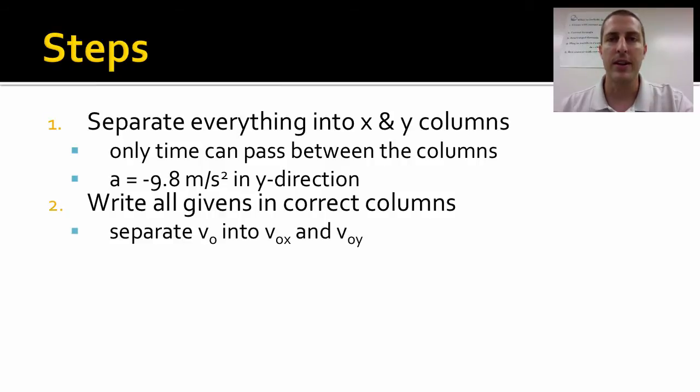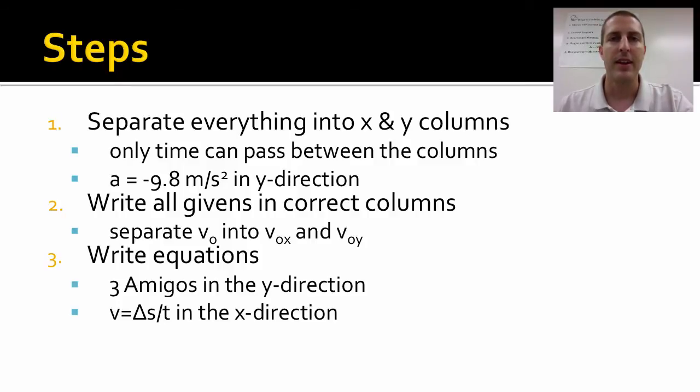Now you have to write all your givens in the correct columns. So separate your initial velocity, which is probably at an angle, so both x and y. You need to separate that into the x and y components so that you have the x initial velocity and the y initial velocity. And then you need to pick what equation you're going to use and write that down.